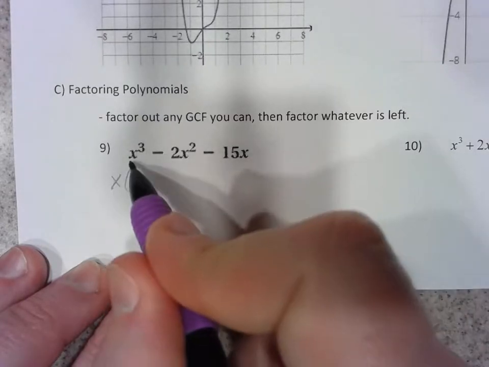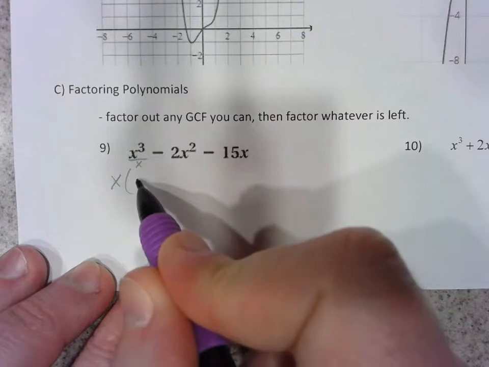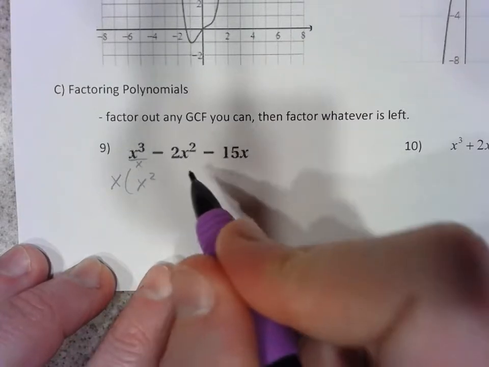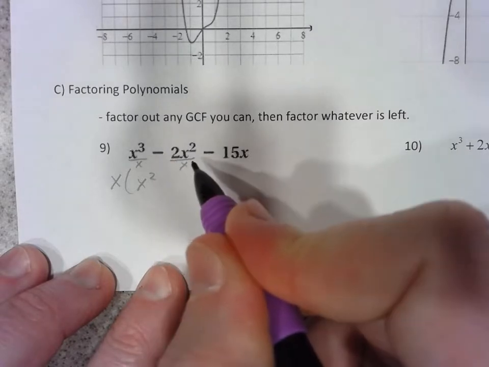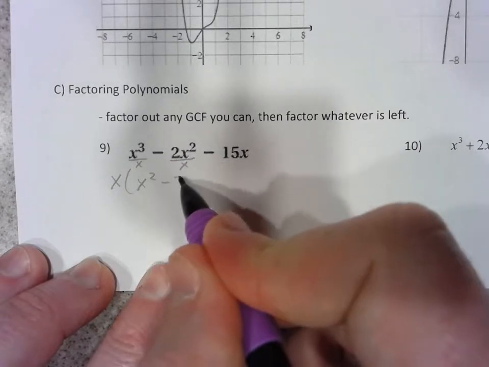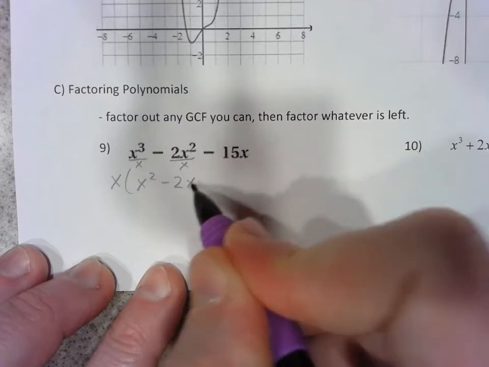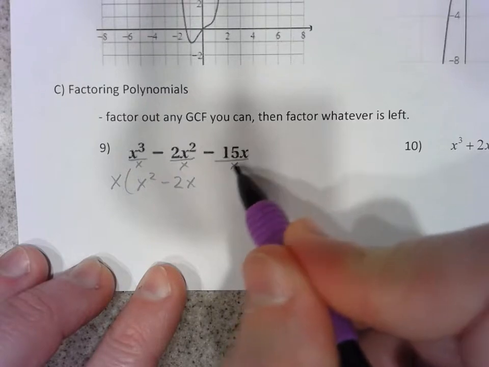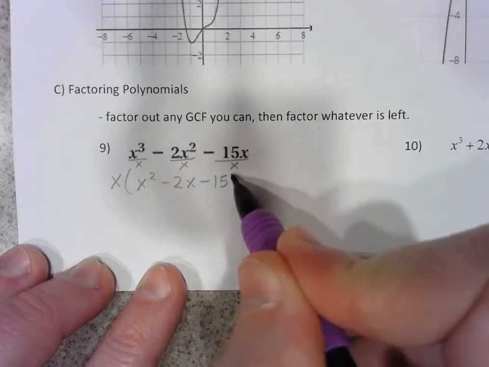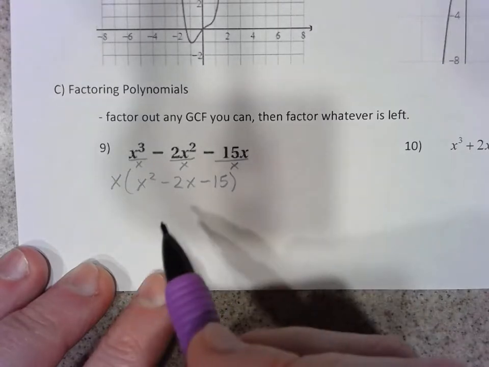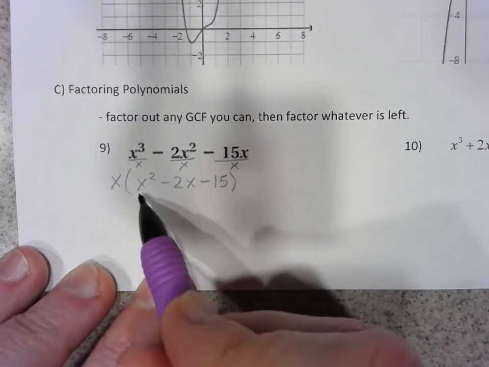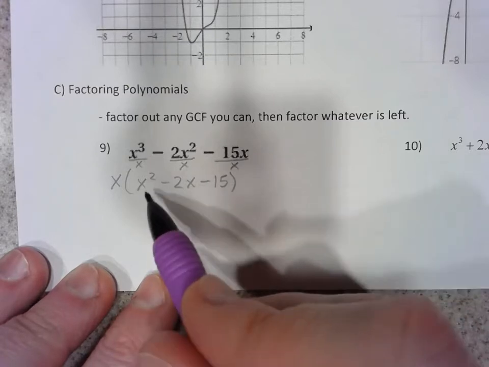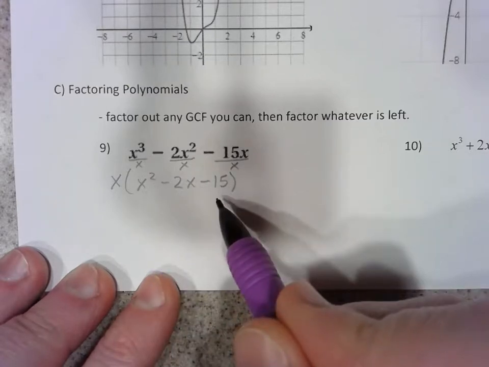And so when I divide x to the third by x, I get x squared. There's 2 more x's on top than there are on bottom. 2x squared divided by x, I bring down the minus 2, and there's 1 more x. Minus 15x divided by x, the x's cancel, we're left with minus 15. So I took out the greatest common factor, but what I'm left with is a trinomial that's quadratic. These are the kind that we can factor using the x box.